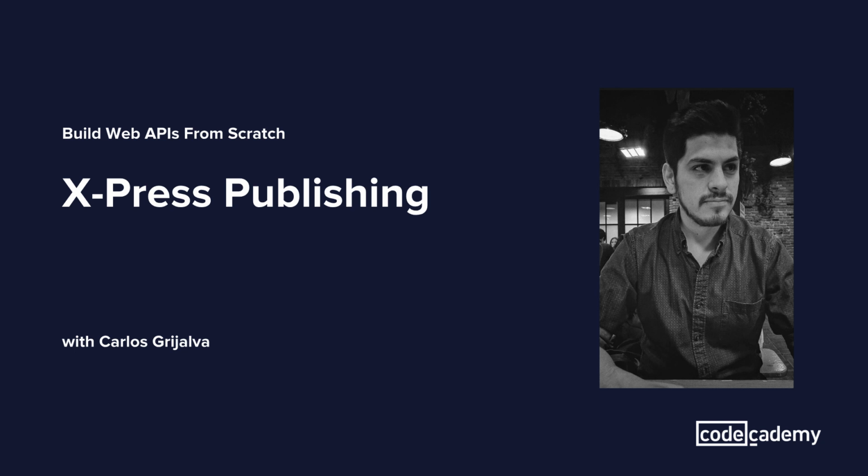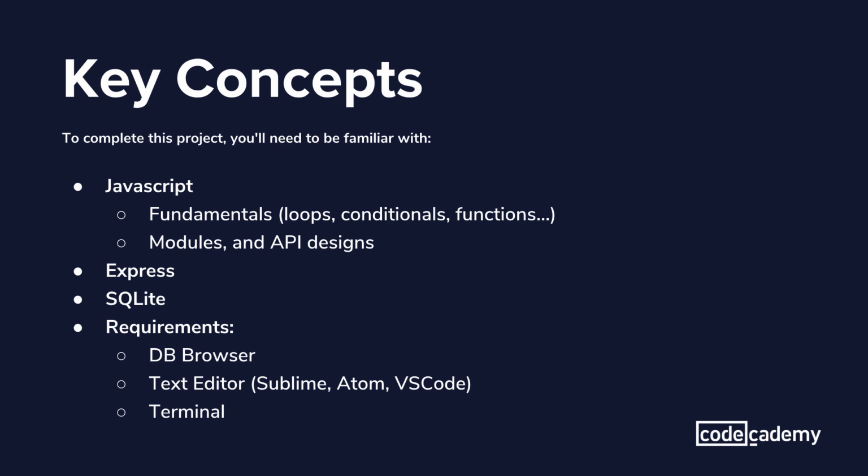And today we're going to work on a project called Express Publishing from the Build Web APIs from Scratch course. Now, this will be one of the last units for the course, so at this point, you should be quite comfortable with JavaScript fundamentals, how to create loops, how to write conditionals, how to write functions and pass them around. You should also know how to write modules and import them and export them into different files. You should be familiar with API designs and how to actually create an API.